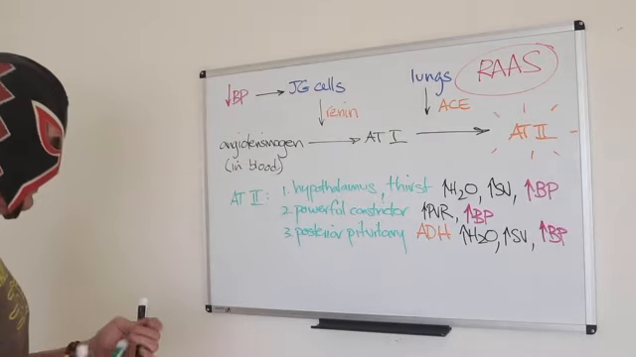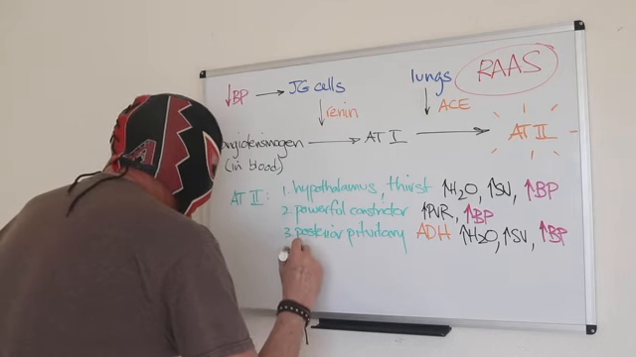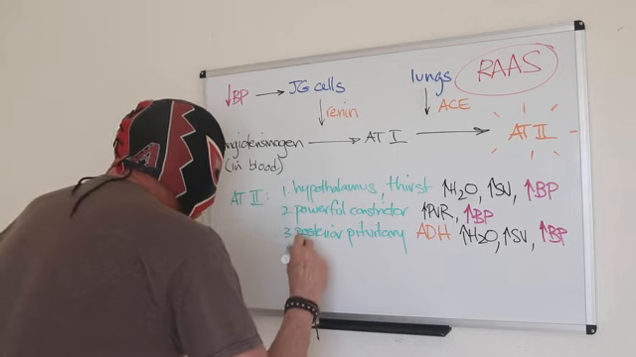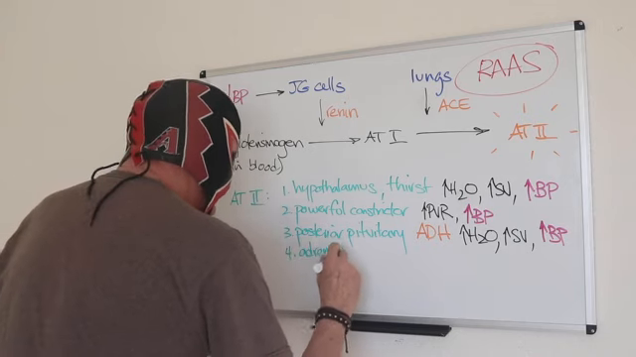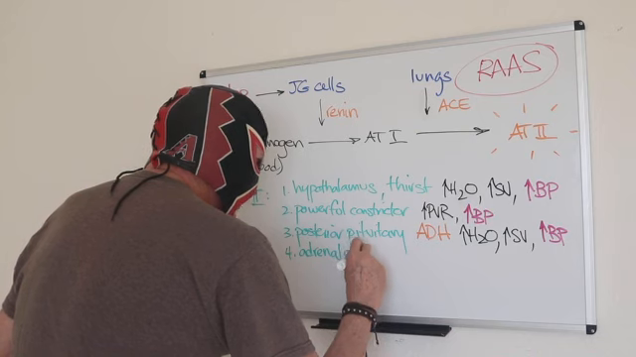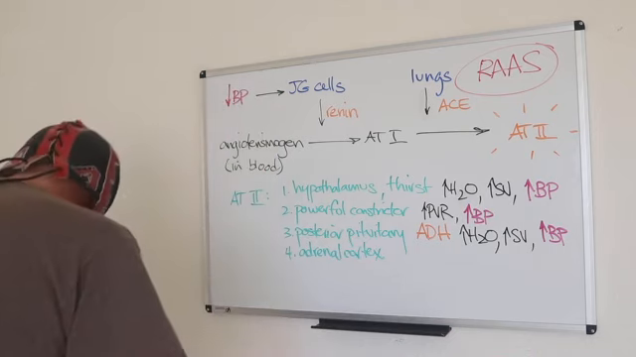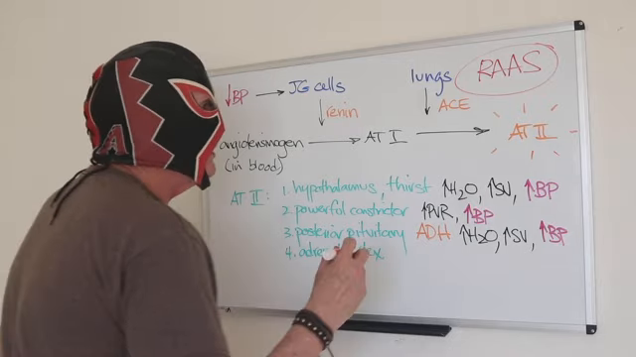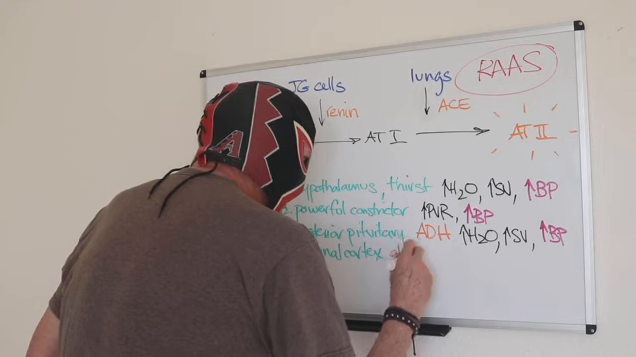And then finally, it goes to the adrenal cortex. Now you're going to have to know later which part of the adrenal cortex. We're going to learn salt, sugar, sex. Goes to the adrenal cortex. And in the adrenal cortex, it causes the release of our old buddy, aldosterone.